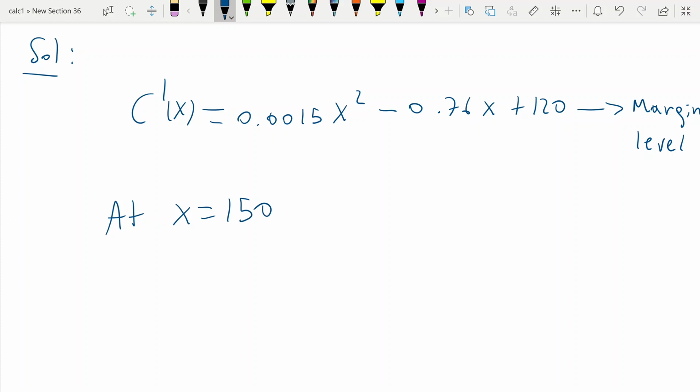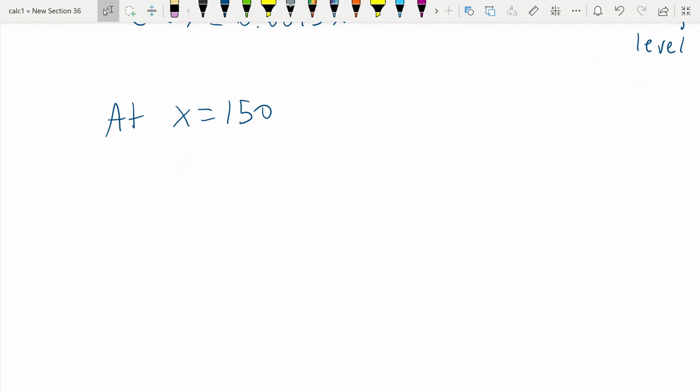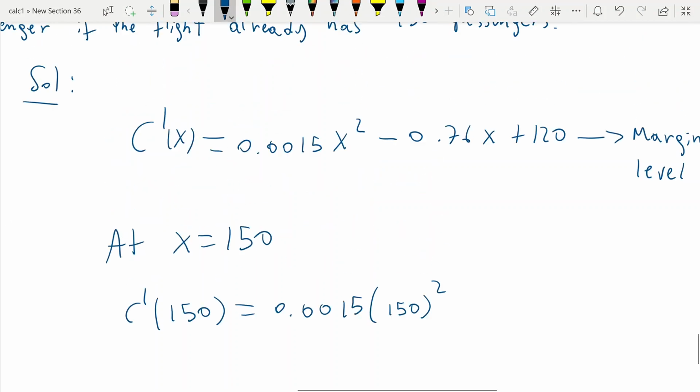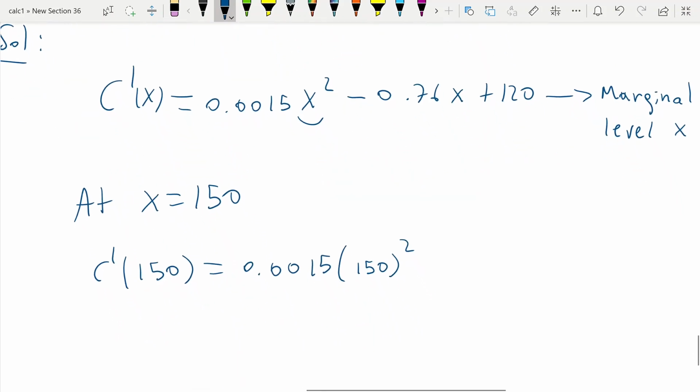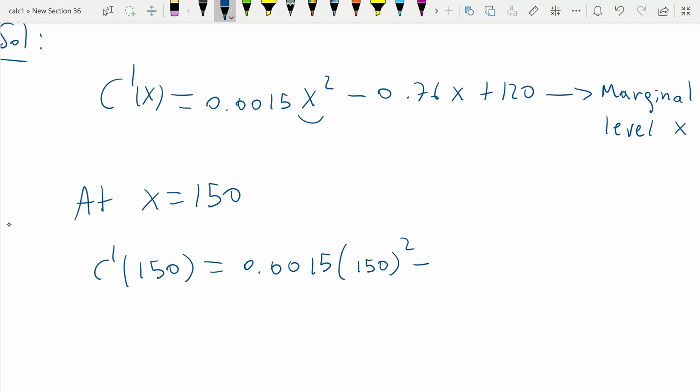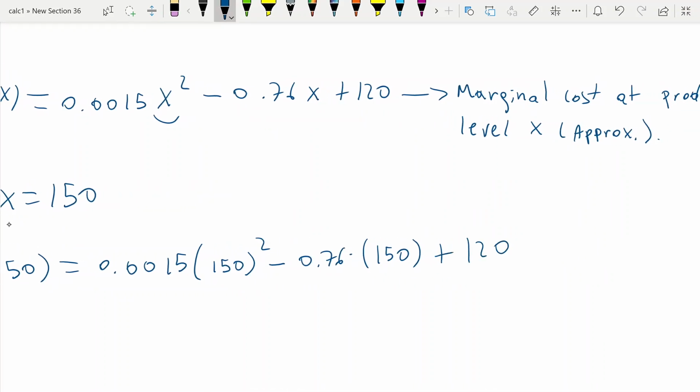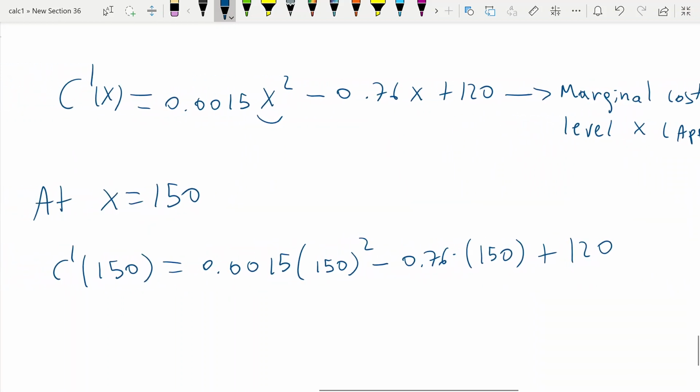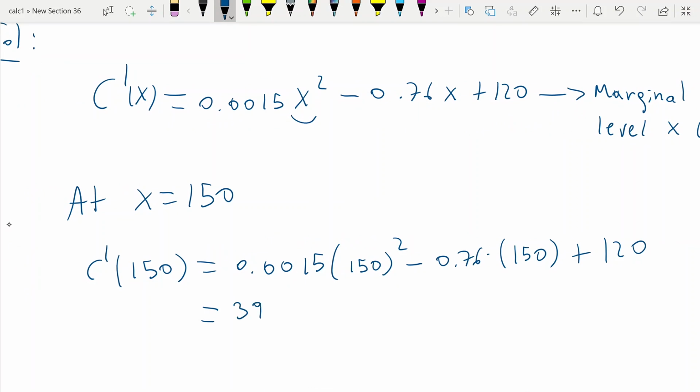So they have 150 passengers, and you want to know how much it would cost you to accommodate one more. So using this formula, C prime of 150 simply amounts to plugging 150 inside the formula. So where it says X, we need to put 150, and then 0.76 times now X, we need to write 150, and then plus 120. And if you do the arithmetic, you should get 39.75.